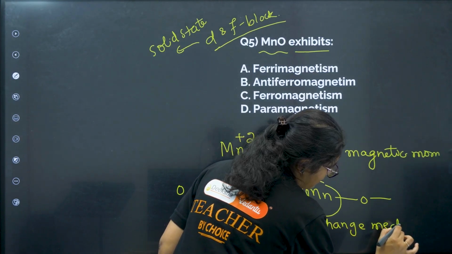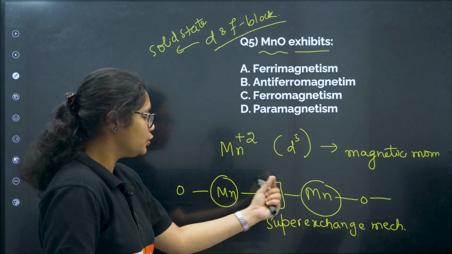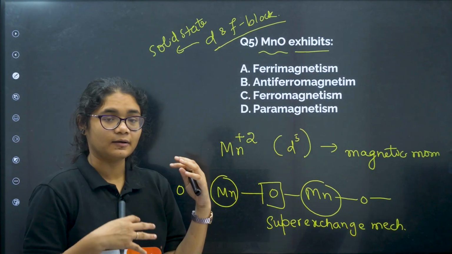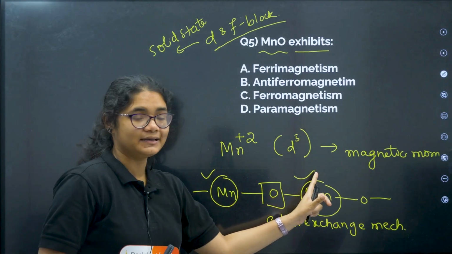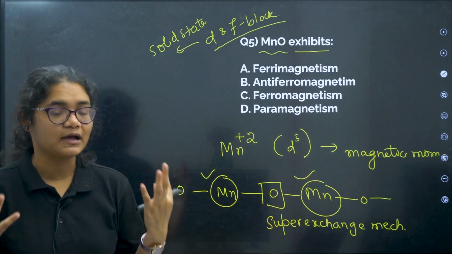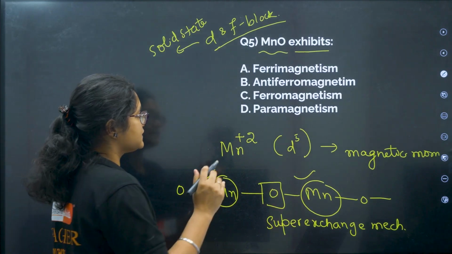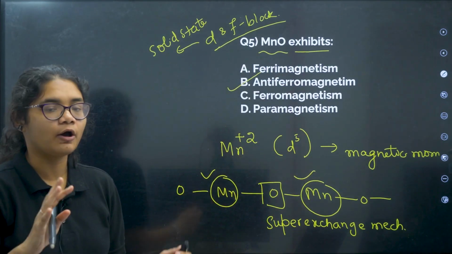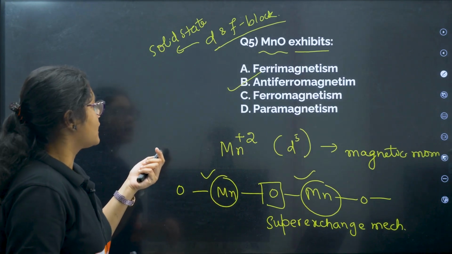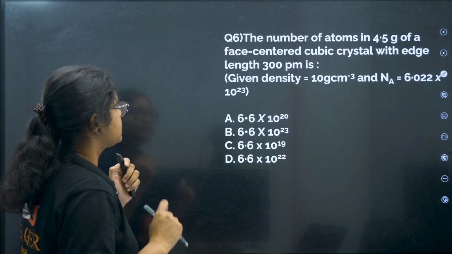Because of this interfering nature of oxygen in the magnetic moments of manganese, the net magnetic moment comes out to be 0, and as a result it is an antiferromagnetic compound. Now coming to the next question here, that is question number 6.